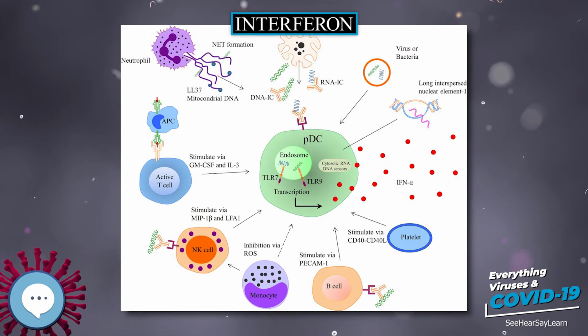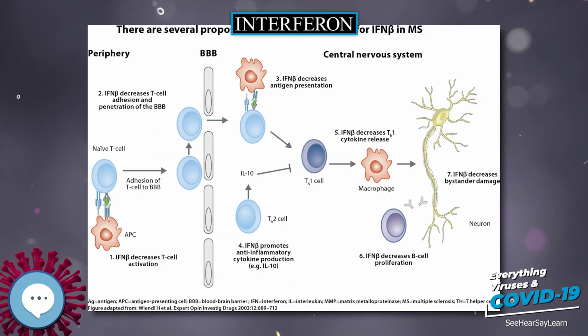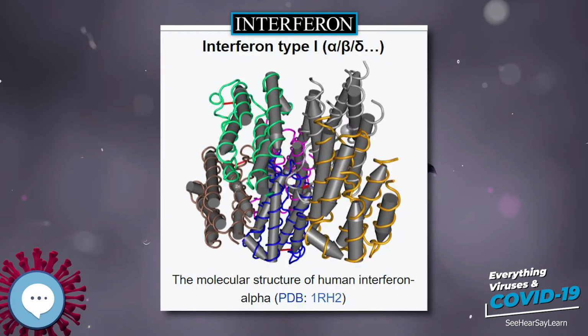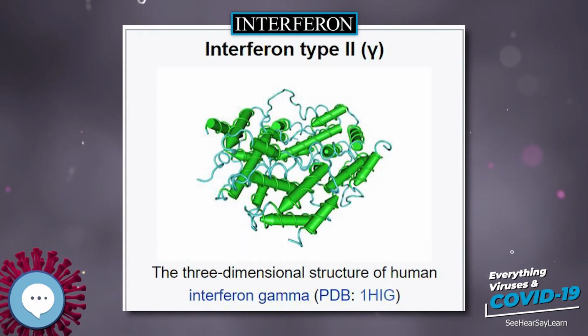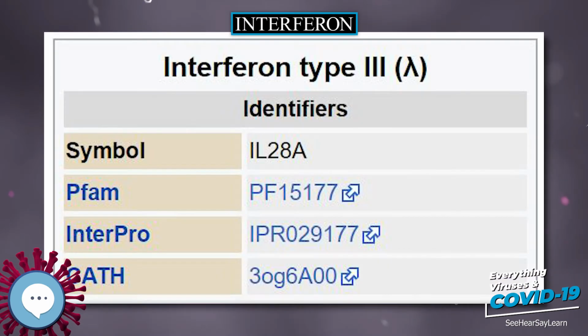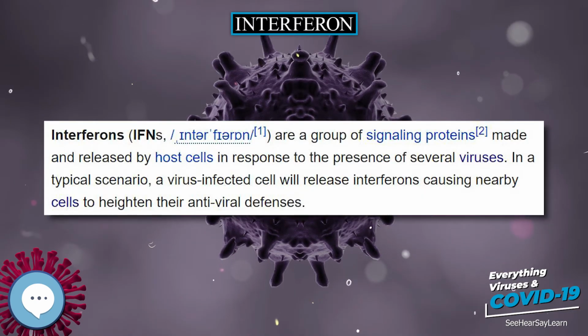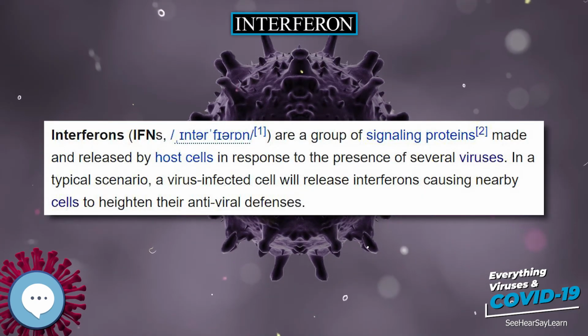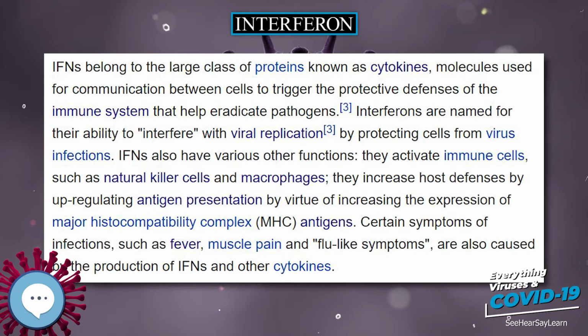Interferons, IFNs, are a group of signaling proteins made and released by host cells in response to the presence of several viruses. In a typical scenario, a virus-infected cell will release interferons causing nearby cells to heighten their antiviral defenses. IFNs belong to the large class of proteins known as cytokines, molecules used for communication between cells to trigger the protective defenses of the immune system that help eradicate pathogens.